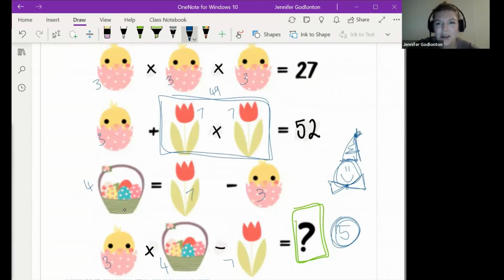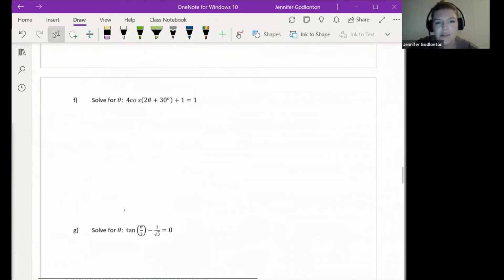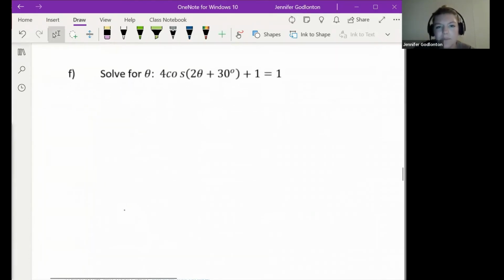Okay, let's jump into some equations. I'm going to let you try these ones by yourself now. Sorry, this cos has separated, but it is cos. It's not co-s.